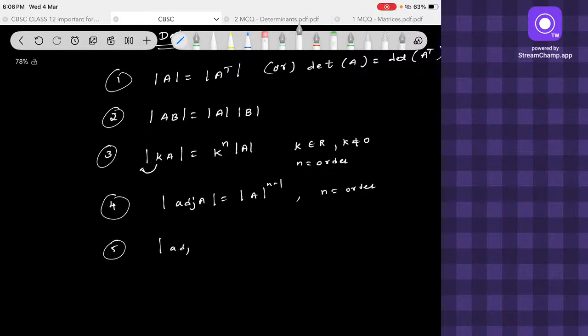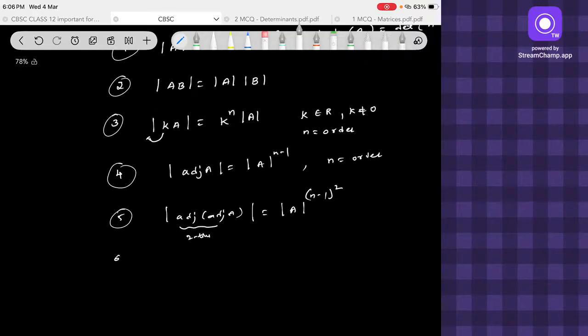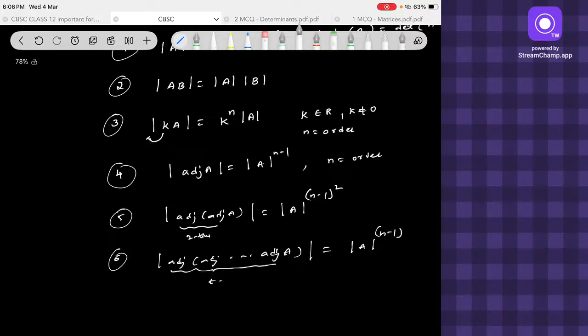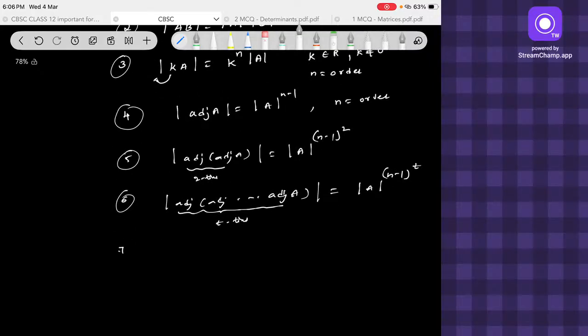If it is determinant of adjoint of adjoint of A, it can be written as determinant of A power of n minus 1, but here adjoint is repeated 2 times, so you should take the whole square. In general, determinant of adjoint of adjoint and so on of A is equal to determinant of A power of n minus 1, but if adjoint is repeated t times, the power is t. This is the important one.